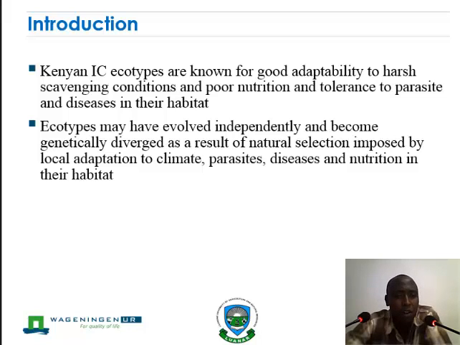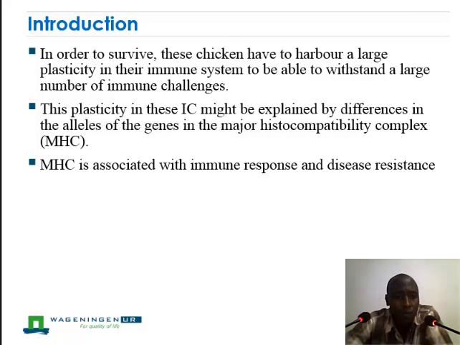These ecotypes may have evolved independently and become genetically diverged as a result of natural selection imposed by local adaptation to climate, parasites, diseases, and nutrition in their local habitat. For these indigenous chicken ecotypes to survive, they must have a large plasticity in their immune system to be able to withstand a large number of immune challenges. This plasticity might be explained by differences in the alleles of the genes in the major histocompatibility complex. The MHC is associated with immune response and disease resistance.